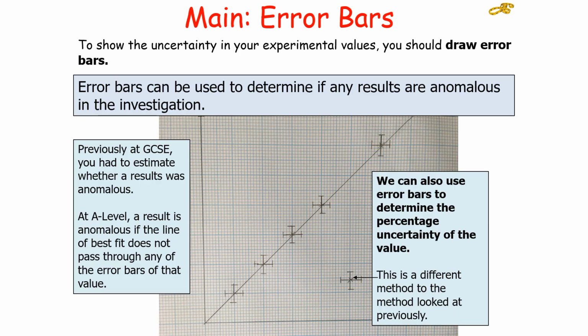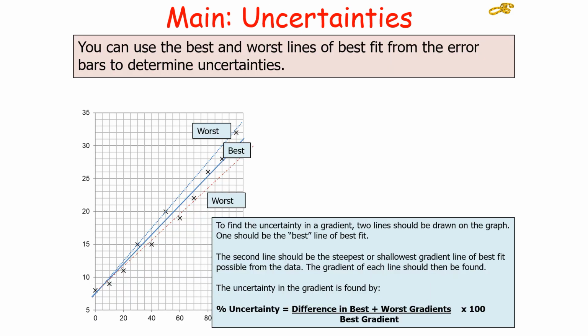But we can also use the error bars to determine the percentage uncertainty of the value, because what you can do is from your error bars you can draw the best line of best fit and the worst line of best fit. So for your best line of best fit, that's the standard line of best fit you draw at GCSE, but your worst line of best fit is either the steepest or shallowest gradient of the line of best fit which was found from the possible data, considering your error bars, because as long as it passes through the error bars, it's a valid set of results. So you can draw your steepest or shallowest gradient with that aspect in mind, and you can understand that the percentage uncertainty is the difference in the best and worst gradients divided by the best gradient times by 100.